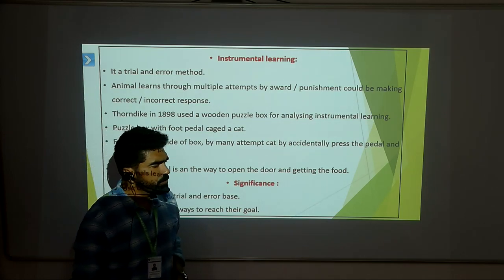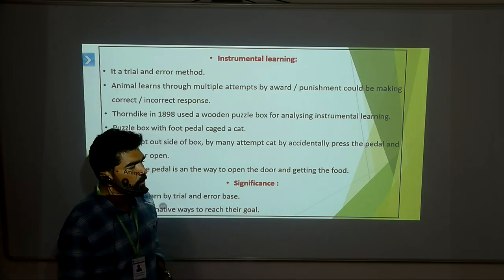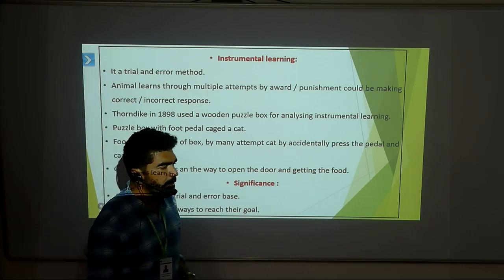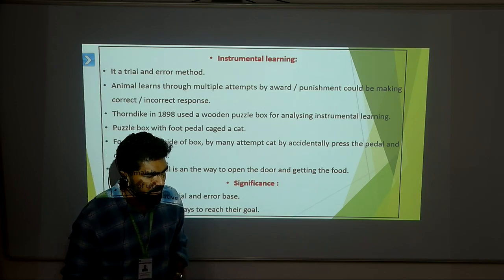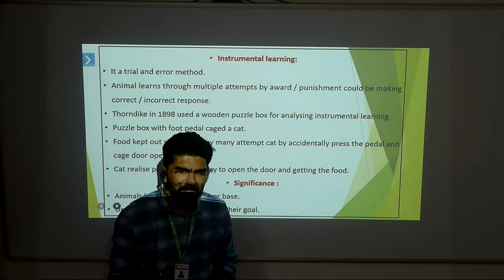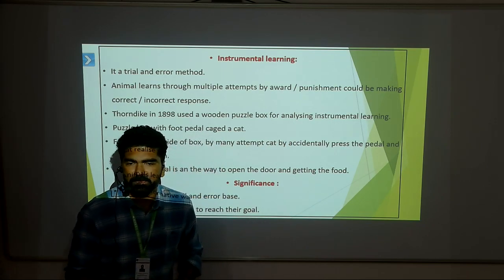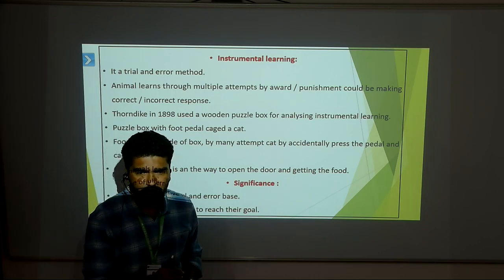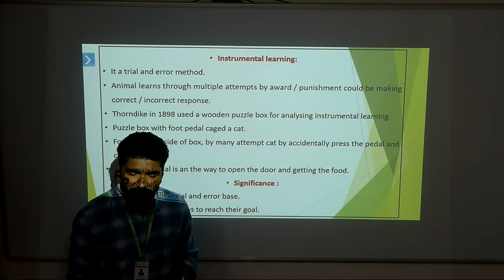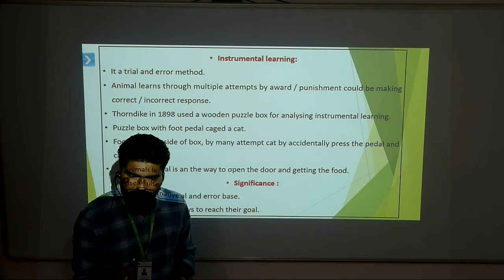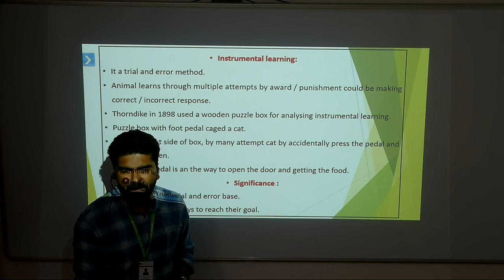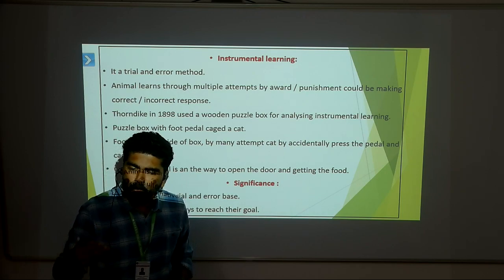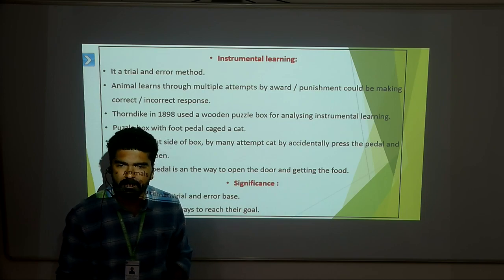Here, in 1898, Thorndike, a scientist, conducted one experiment. It was a wooden puzzle box, and he analyzed that when the cat pressed the paddle in the cage, food would come inside the cage. He created one cage and put a cat inside it, and the cage had one paddle. When the cat pushed or pressed this paddle, the gate would open, and a bowl of food came inside the box.